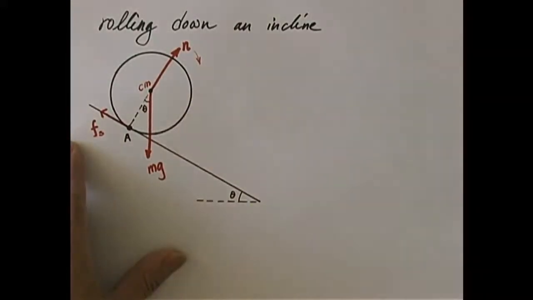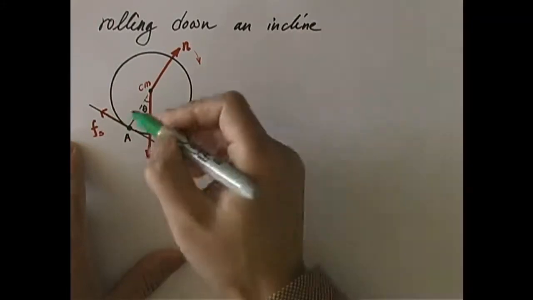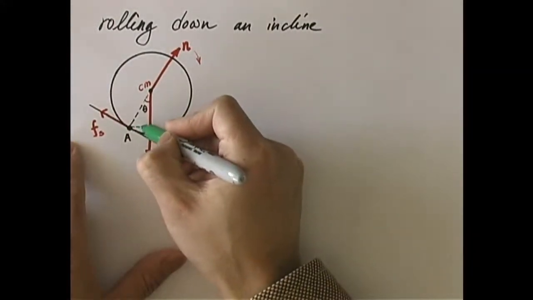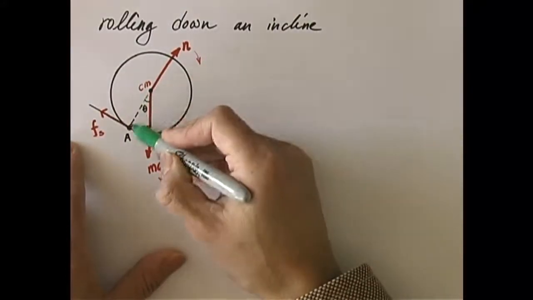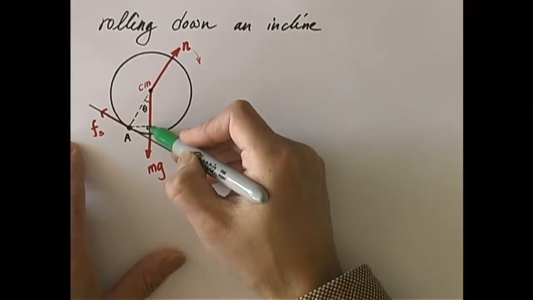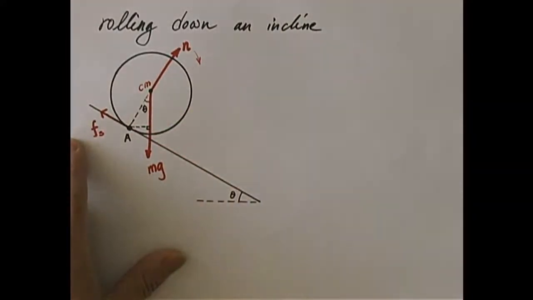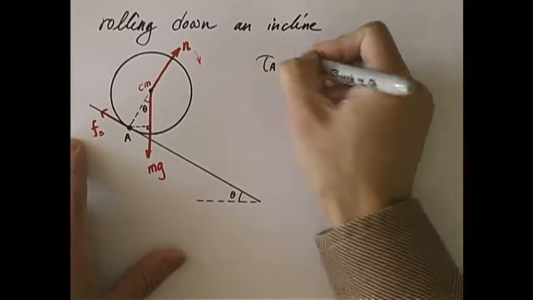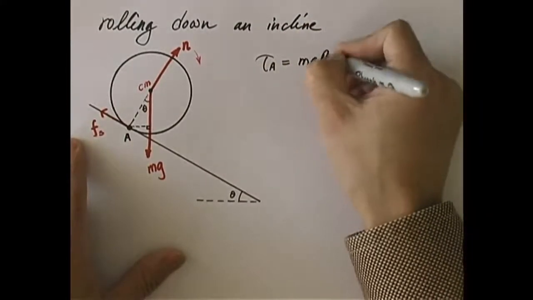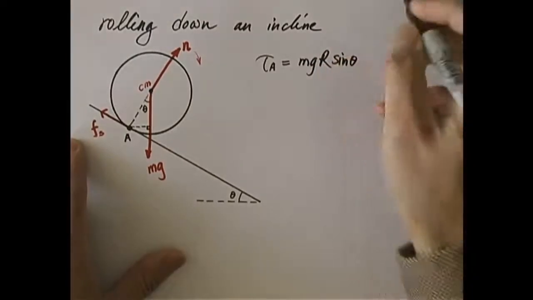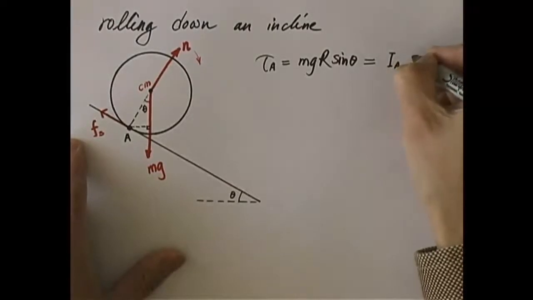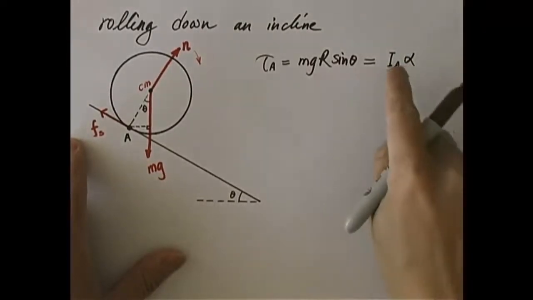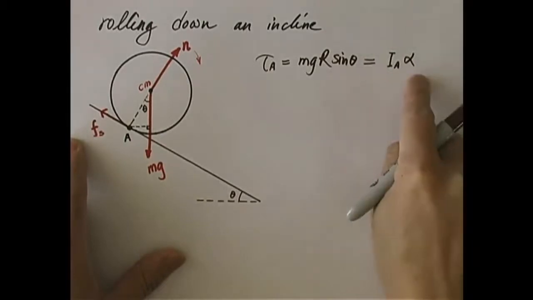What is the lever arm? The lever arm, by definition, is the vertical distance from point A to the line of action of mg. So if this radius is r, the lever arm is r times sine theta. Multiply this by mg, and I get a torque. Torque about point A is mg times the lever arm, which is r sine theta. What is that equal to? I at point A times alpha. This immediately tells me what alpha is.